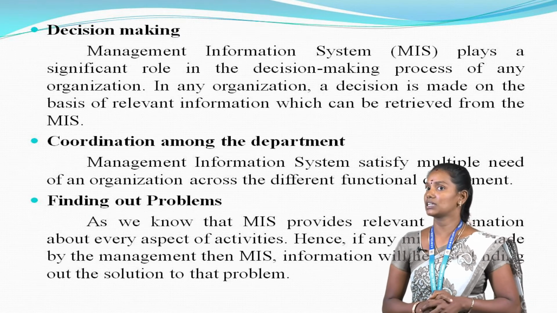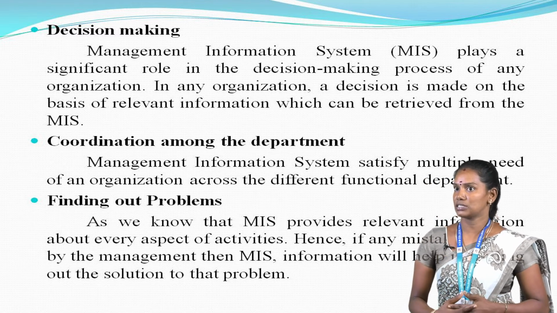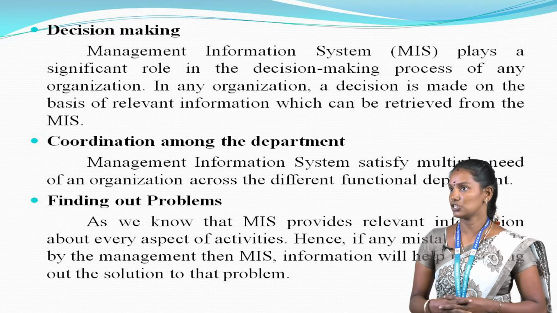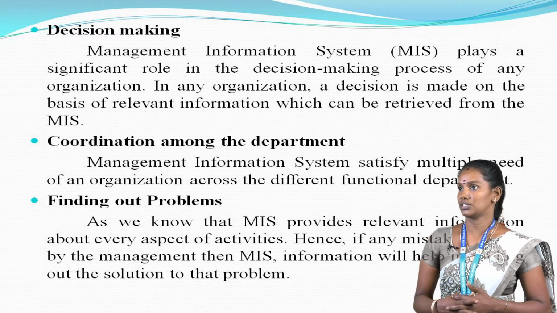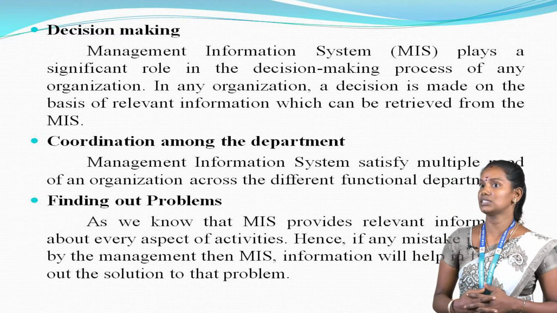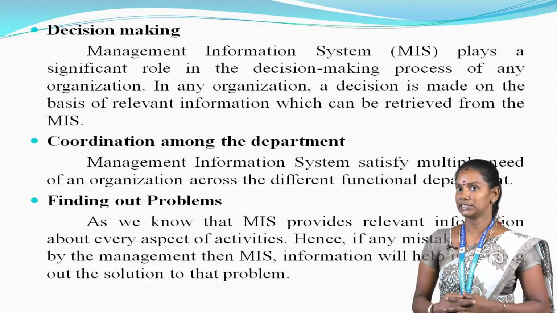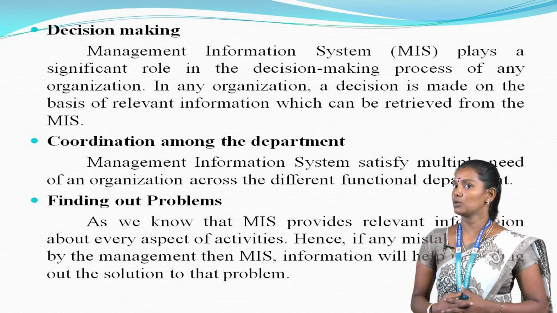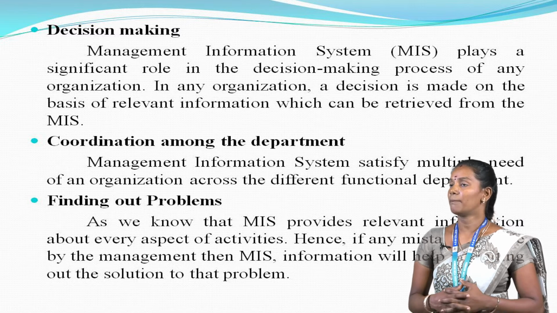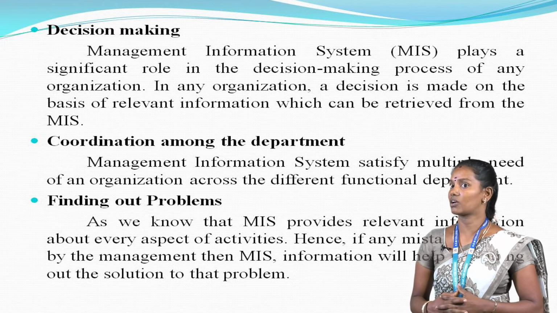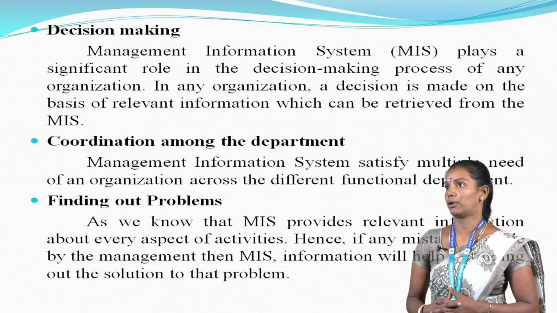The first one, decision making. Management information system plays a significant role in the decision making process of any organization. In any organization, a decision is made on the basis of relevant information which can be retrieved from the MIS. The second one is coordination among the departments. Management information systems satisfy multiple needs of an organization across the different functional departments.